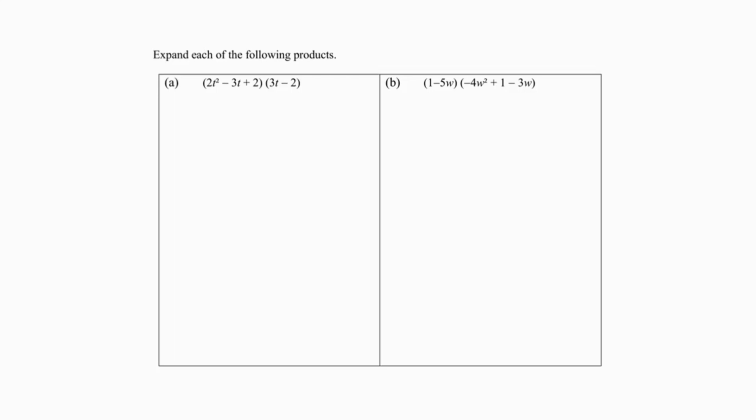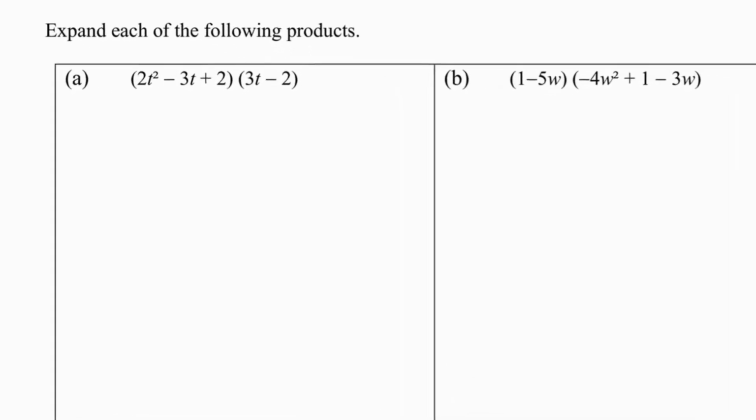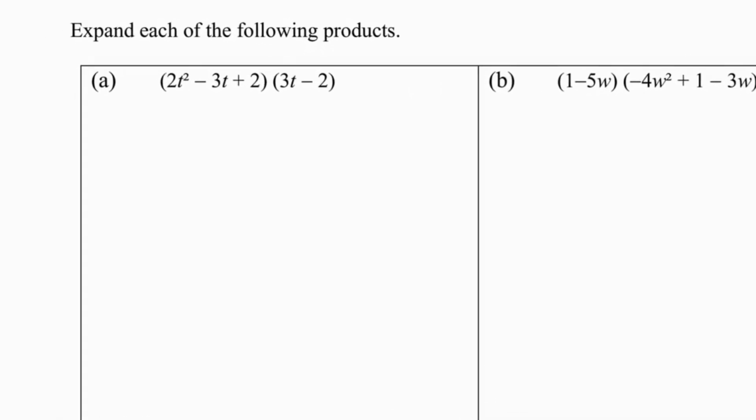Hello everyone, welcome to this video where we are going to expand the following products. Although there are 3 terms multiplying by 2 terms in each bracket, don't worry, we will just have to expand slowly but steadily, okay? So this is one way. We are going to multiply this. 2t squared multiplied by 3t, this will give me 2 times 3 is 6. t squared times t is t power 3.